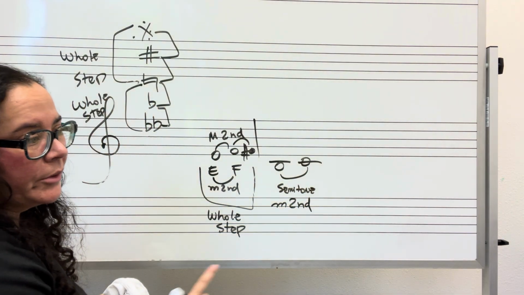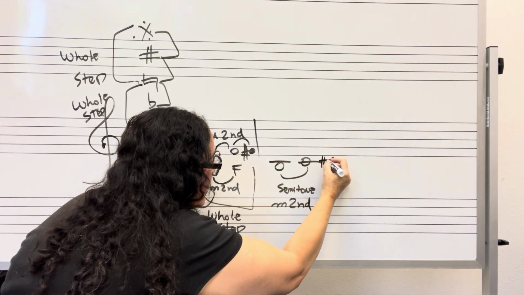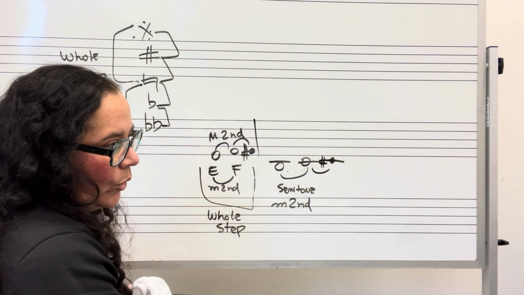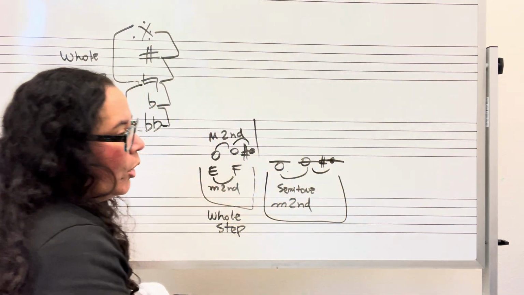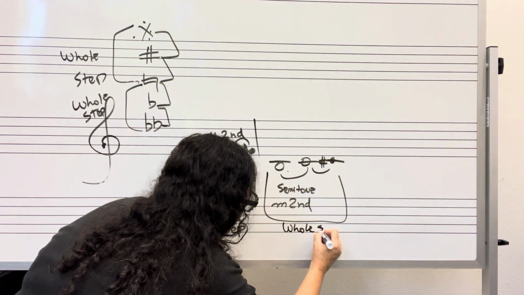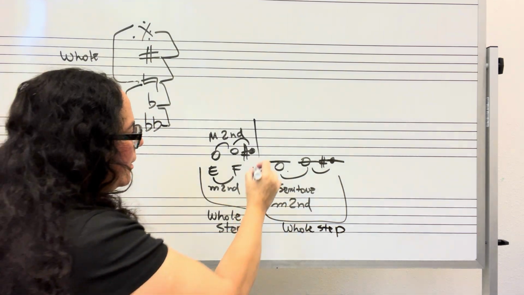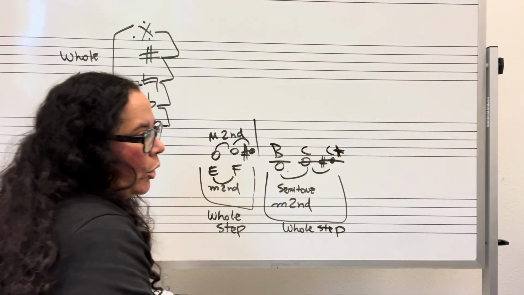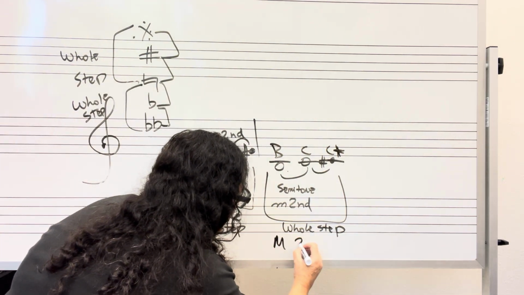Now I'm going to alter the C. B to C sharp is a half step... two half steps equal one whole step. So B to C sharp is a whole step. Two different tonics, B to C sharp, is a major second.